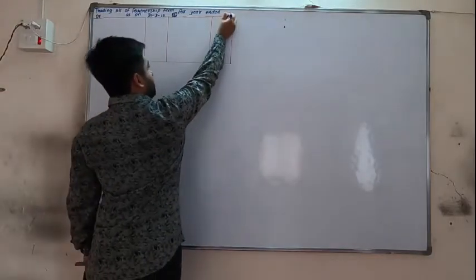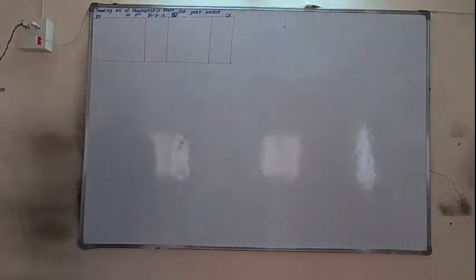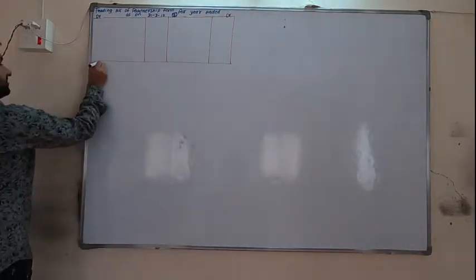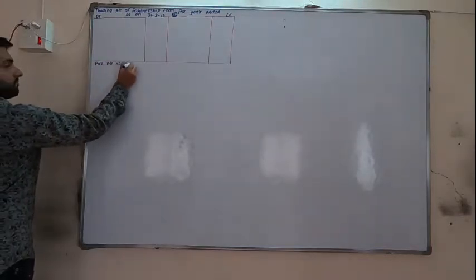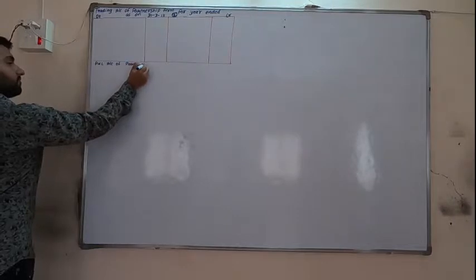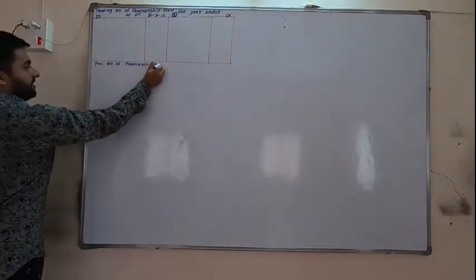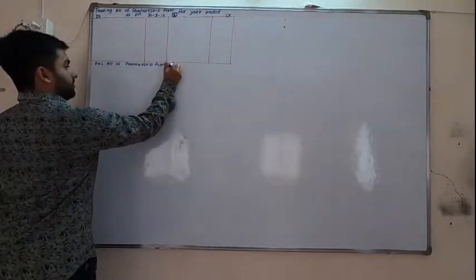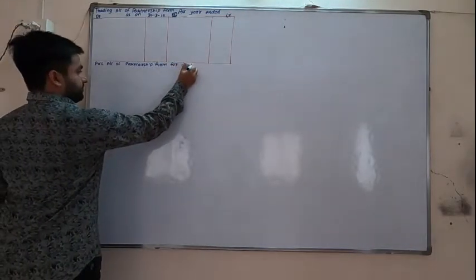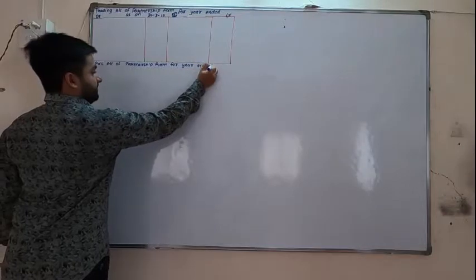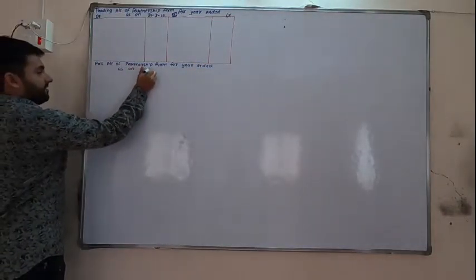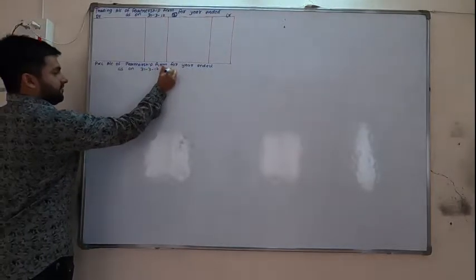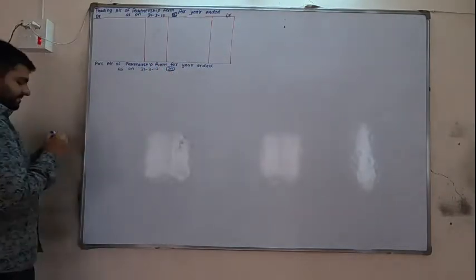Debit, credit, 4 lines. Now the P&L account. P&L account of partnership firm for the year ended as on 31/3/17. Draw it for 20 lines.